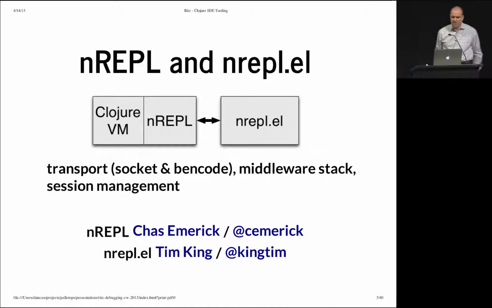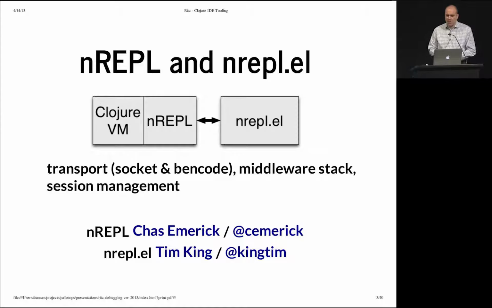And nREPL itself is made up of a couple of things. There's a transport, so it opens a socket for you to communicate with your Clojure JVM on, and it provides a protocol to talk to it, bencode. I think bencode was picked so that it wasn't limited to just Lisp clients, so it would be easy to build clients for a Clojure IDE without using Lisp.